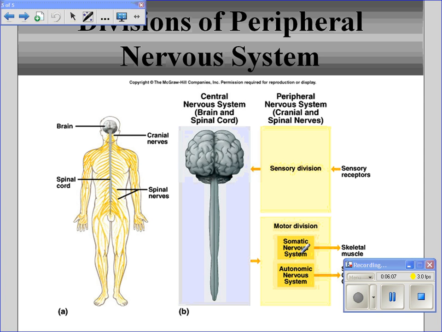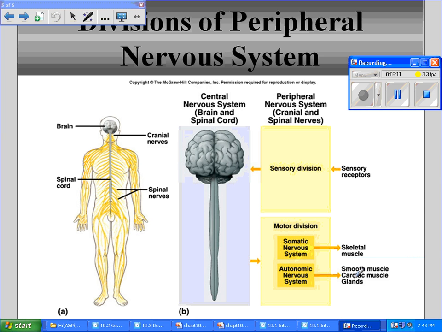And again, those two divisions, the somatic division is the one you control, and the autonomic is the one you don't control. So this is a very nice graphic. It's in your book on page 355. It kind of sums up just a general introduction here to the nervous system, central and peripheral.